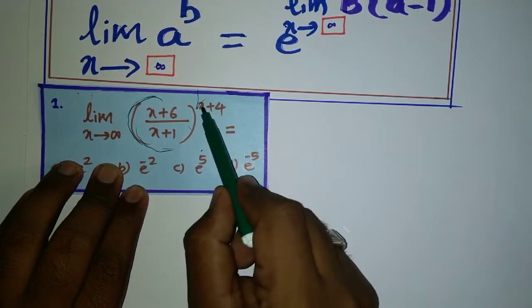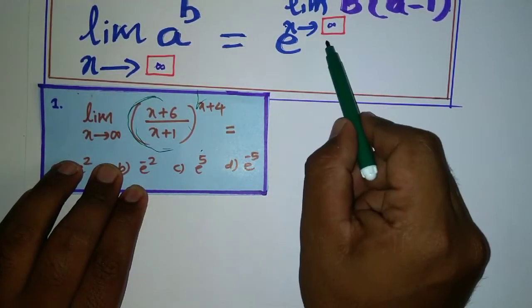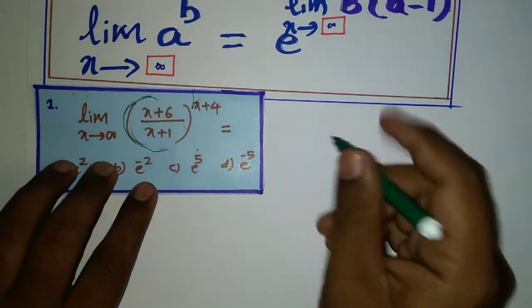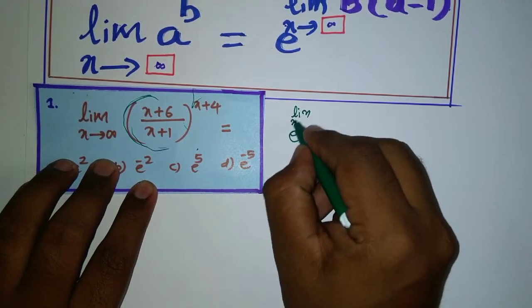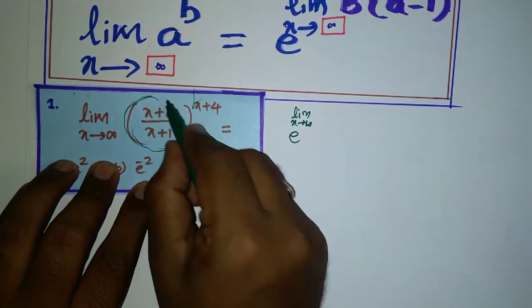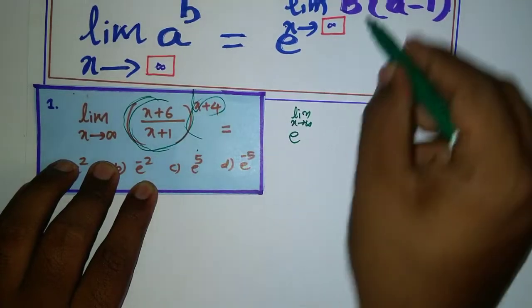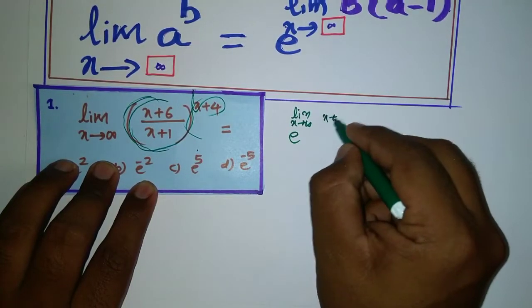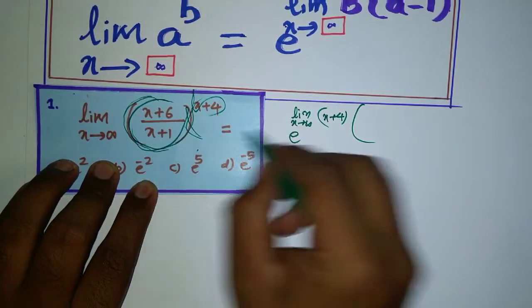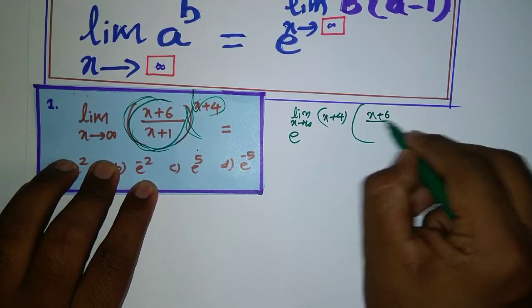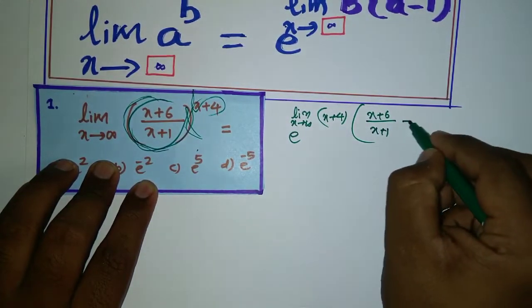A raised to B. In such case I should apply this formula here. Listen, what will happen if I apply this? It becomes e raised to limit x tends to infinity. This is A and this is B. What is the formula? B into (A minus 1). B is nothing but x plus 4, and A is this ratio, x plus 6 whole divided by x plus 1, so minus 1.